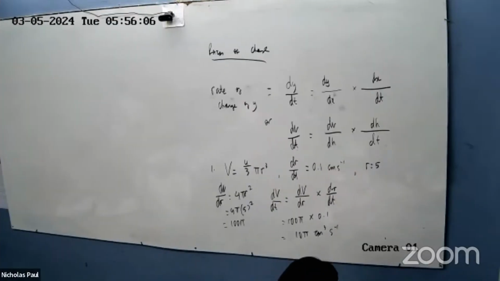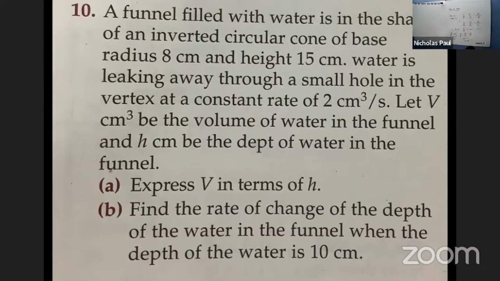Alright, let's try one a little bit harder. A funnel filled with water is in the shape of an inverted circular cone, right? Base 8 centimeters, height 15. Water is leaking away through a small hole in the vertex at a constant rate of 2 centimeters cubed per second. Let V be the volume of the water in the funnel, and h is the depth of the water in the funnel. Express V in terms of h.